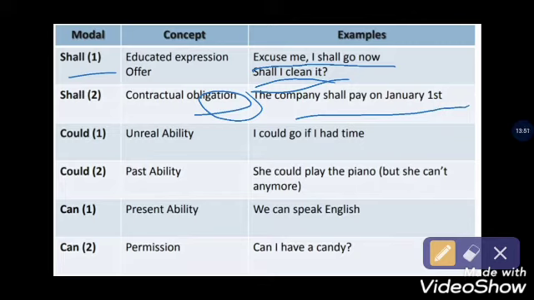The next word is could. It's used for unreliability, like, I think I'm in the army, or I'm working in the army or something like this, or for past ability.